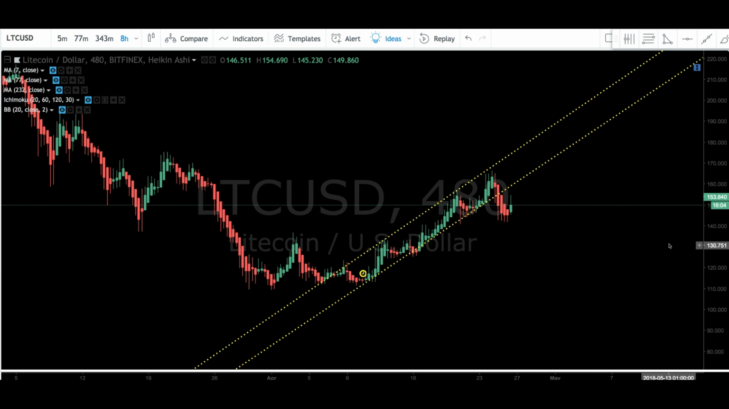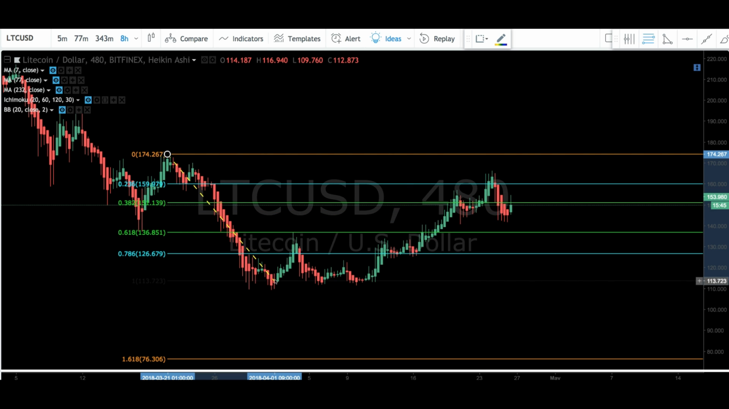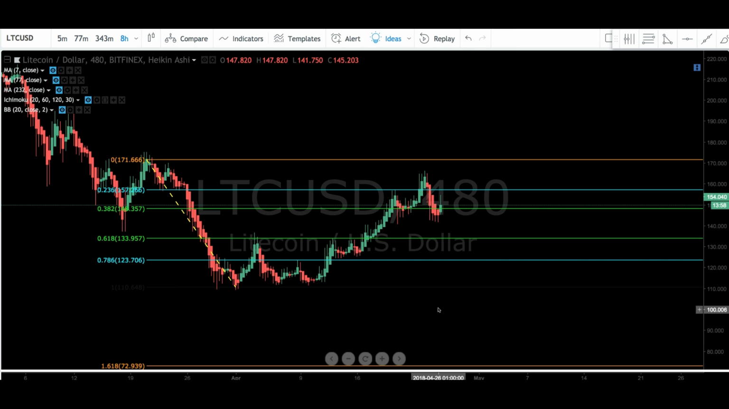Drilling down on an 8-hour chart, this channel that we've been trading in doesn't really apply right now, so let's get to some horizontal trading levels. And to start with, let's just use our Fibonacci tool to give us an idea of where we're at. So on the 8-hour chart, sitting at about $150, bulls are trying to take control back over this coin.